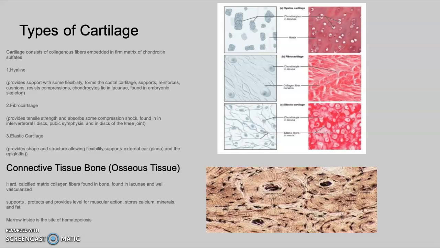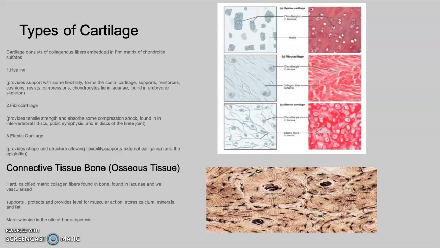Fibrocartilage provides tensile strength and absorbs some compression shocks. These are in the discs of the knee joints. Elastic cartilage provides shape and structure, allowing flexibility, and supports the inner ear.